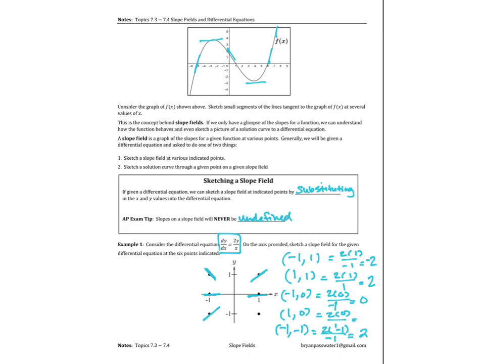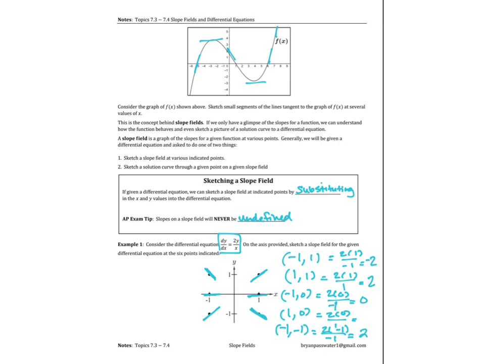And what do you bet happens down here at the bottom at 1 comma -1? Right, -2. So, pretty good. This is a typical AP question. You have to draw the slope field, given a differential equation. So how do you do that?